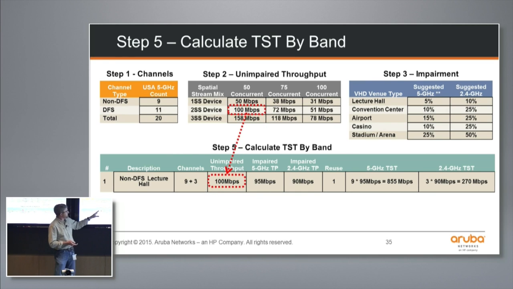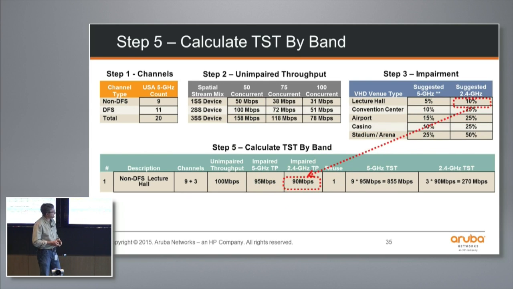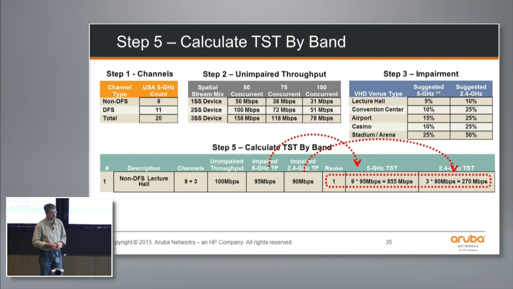And again, because it's a lecture hall, I'm going to have fewer devices present. I'm going to go with more of a 50 concurrent user target. So I'll choose 100 megabit as my unimpaired value. And then my impairments for the lecture hall are 5 and 10% respectively. And so if I use 1 reuse, then my total throughput is just multiplication. So it works out to 1.1 gig.